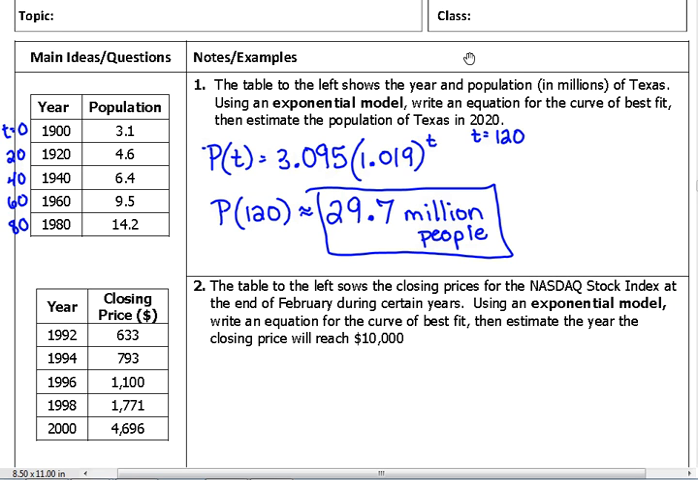Okay, let's do another one. The table on the left shows the closing prices for the NASDAQ stock index at the end of February during certain years. Using an exponential model, write an equation for the curve of best fit, then estimate the year the closing price will reach 10,000. So we're going to do the same thing. We're going to use 0 for the first year that they give us, 1992. So then 94 would be 2, 96 would be 4, 98 would be 6, and 2000 would be 8.